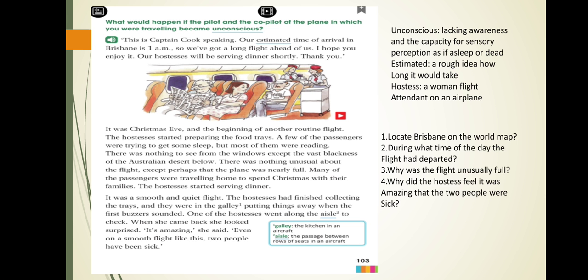So here are some questions for comprehending these passages. Go through it. That will check whether you have understood this passage, page 103. If you have understood, okay, try to solve it. If you didn't, just read it again. Or you can pause and read it again and find out the answers to these questions. Now moving toward the next page.